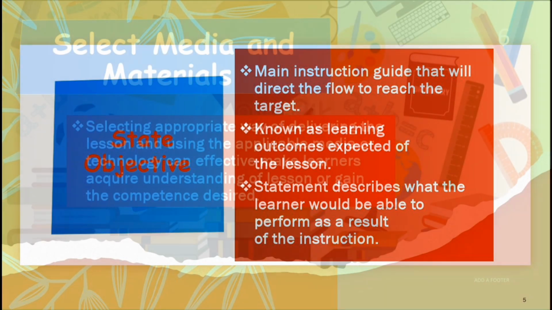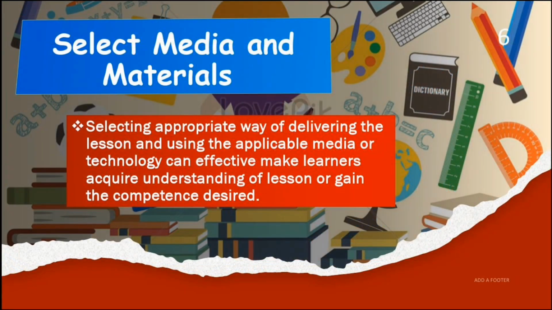The third component in the ASSURE model is to select media and materials. Selecting appropriate way of delivering the lesson and using the applicable media or technology can effectively make learners acquire understanding of lesson or gain the competence desired. This component involves choosing the tools and resources that will best support the learning process.